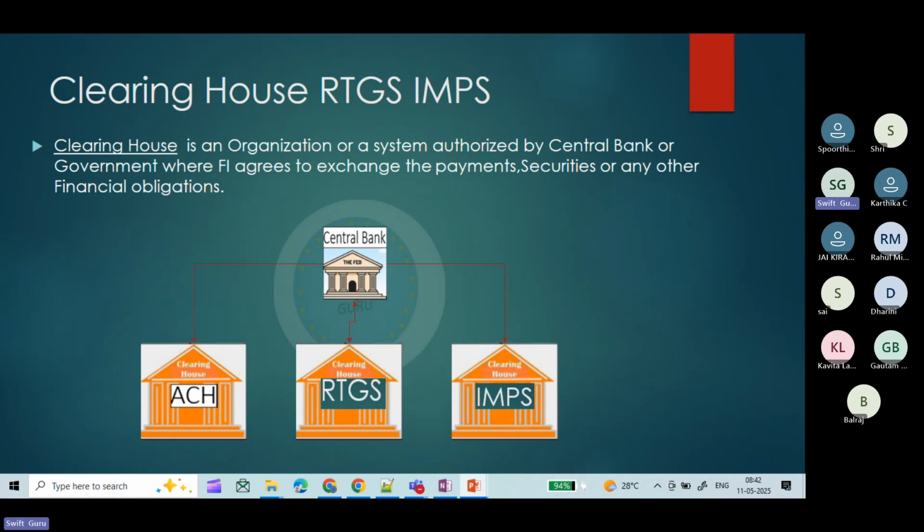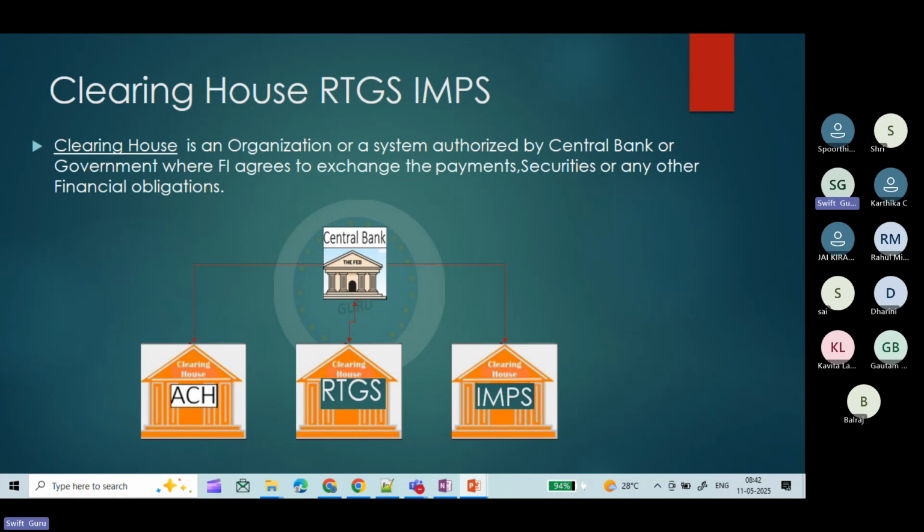An example of clearing houses in India is NEFT, and then we have RTGS, which is used for the high value payment system, and then IMPS as well. IMPS is used for the immediate payment system, which is a backbone for the UPI payment system as well. These are all examples of the clearing houses in India.